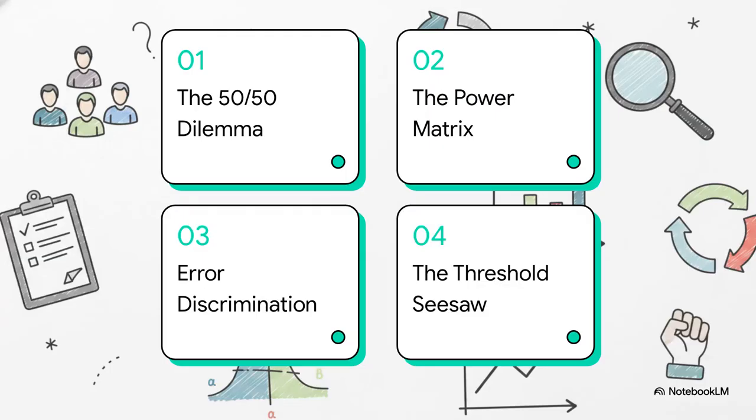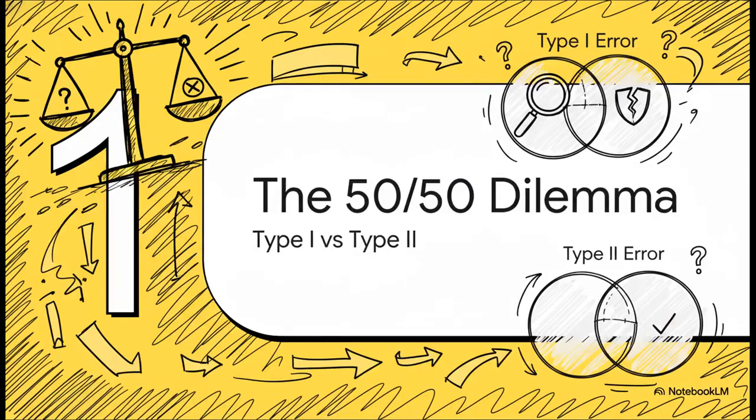To get to the bottom of that, here is our roadmap for the Explainer. First, the 50-50 dilemma. Second, we'll dive into the power matrix. Then, an error discrimination drill. And finally, we will wrap up with the threshold seesaw. All right, let's jump right into Section 1, the 50-50 dilemma, looking at Type I versus Type 2 errors.